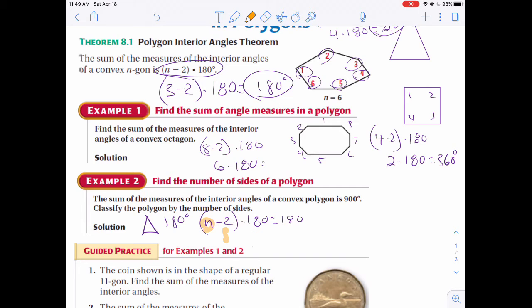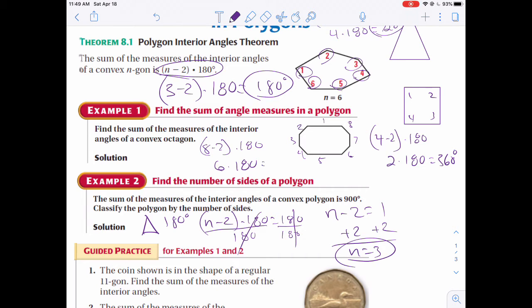So to do that, this is a little trickier math. We're going to first divide both sides by 180 to get rid of the 180 on the left. So I'm going to divide by 180 here, divide by 180 here. This will go away, this just becomes a 1. So I'm stuck with n minus 2 equals 1. And now I just got to get rid of the 2 by addition. So I'm going to add 2 to both sides. And of course, n equals 3.